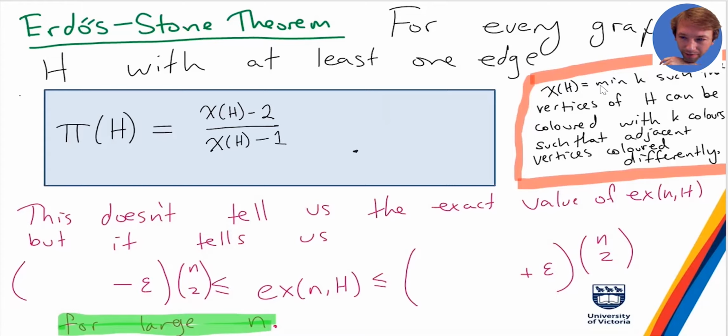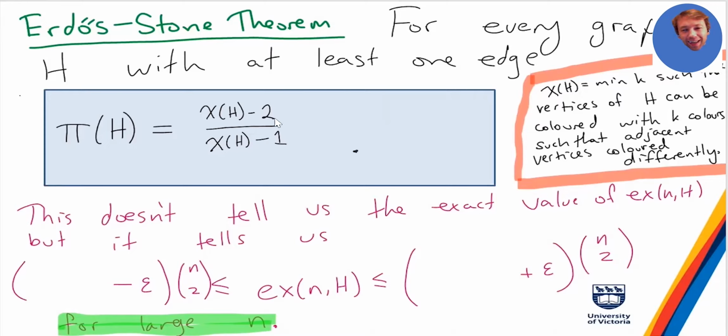In the survey from a while ago, everybody who submitted it said they know the chromatic number, but this is surprisingly nice. It's kind of unbelievable that it works for every graph, right? It's just a function of the chromatic number. Remember, the chromatic number is the minimum k such that you can color the vertices with k colors and adjacent vertices get different colors. So if you want to know pi of H, it's just a function of the chromatic number.